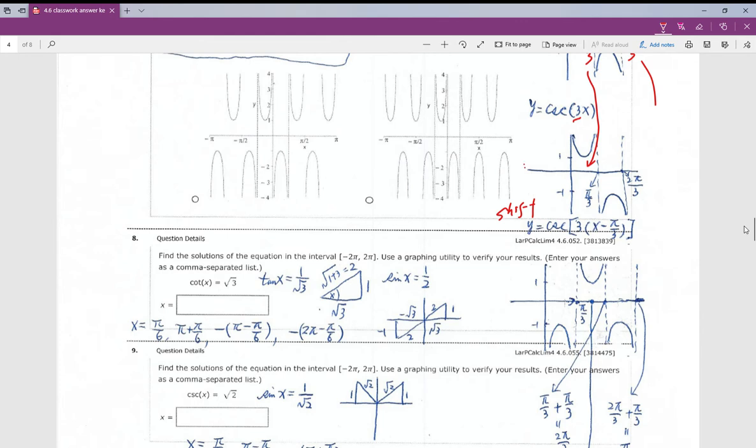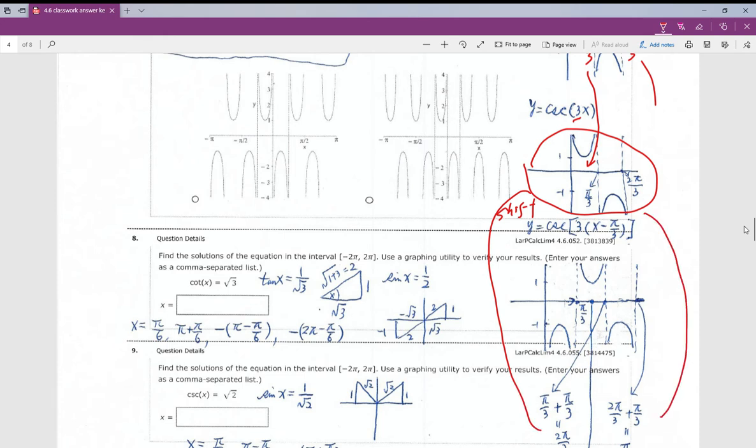So after we finish this one, then next one we need to do the shift. Shift basically is you want to shift to right hand side. The whole graph shifts to the right hand side by pi over 3. In other words, all the numbers become plus pi over 3. All the numbers here plus pi over 3. Then you have a new x coordinate.